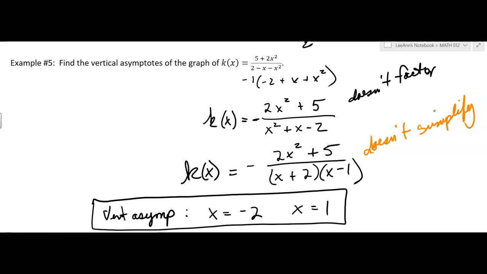Because it didn't simplify, we don't have to worry about the removable discontinuities. Okay, that we haven't talked about, but that's coming, I think, in the next video. So, you know, those are just the two vertical asymptotes.